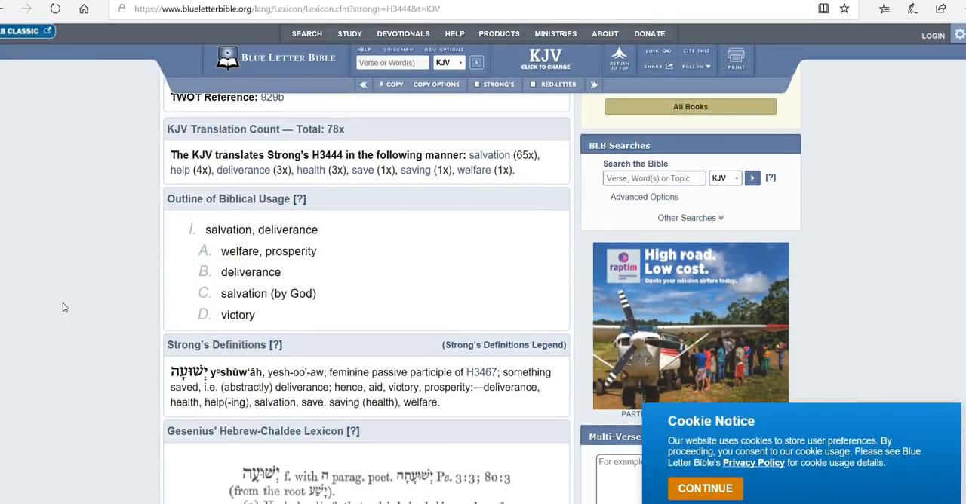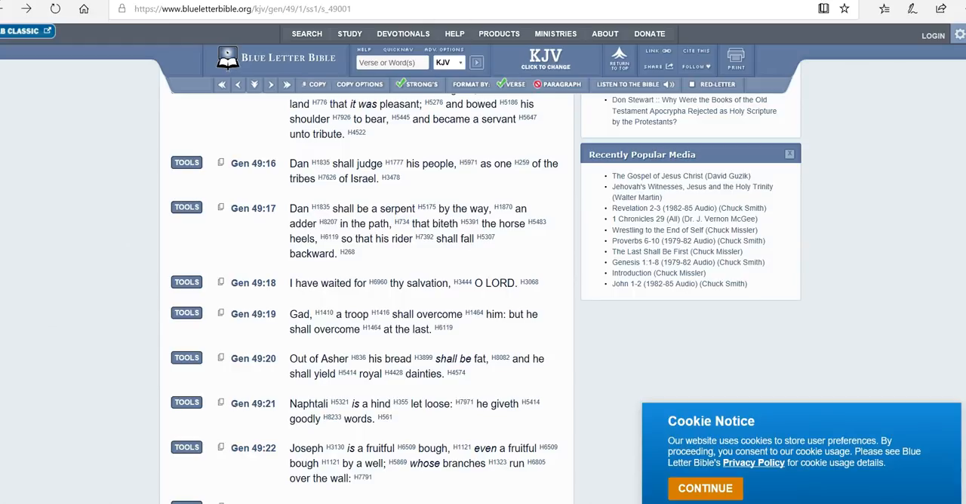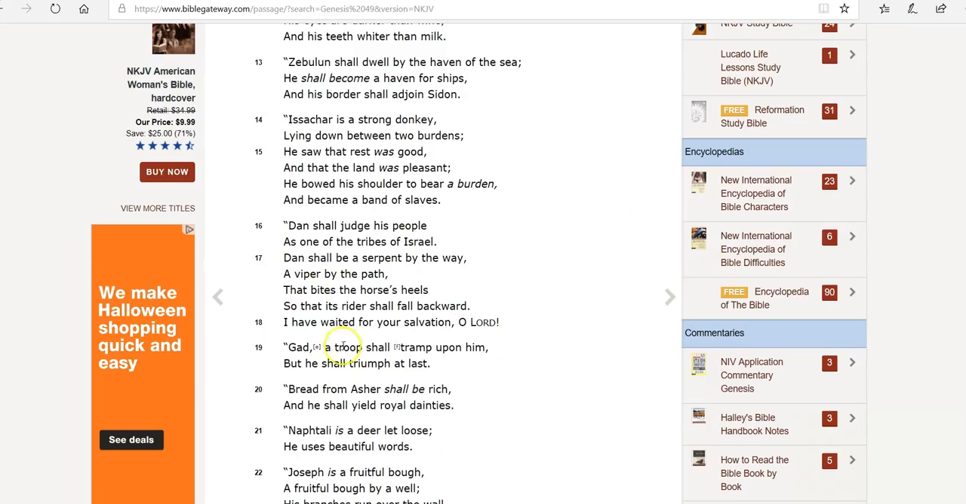Victory. Deliverance. So notice what's being connected to Dan here. That's quite a statement that's being given to him. He will judge his people as one of the tribes of Israel. Quite an interesting statement.